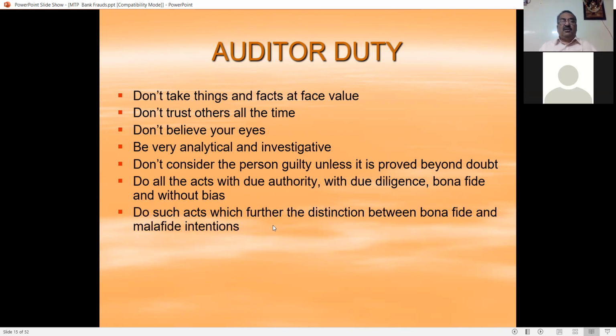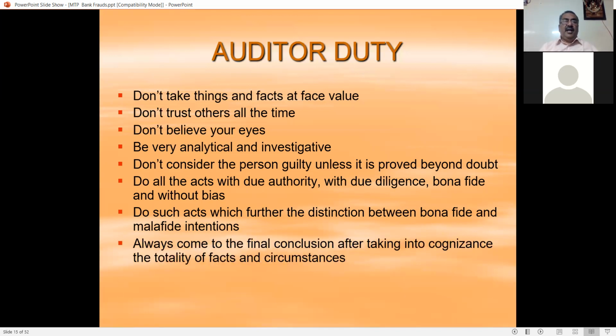Do such acts which further the distinction between bona fide and mala fide intention. Suppose it's bona fide, okay. And if it's a mala fide intention to do the fraud, you have to verify. Analyze, and always come to the final conclusion after taking into cognizance the total facts and circumstances. If based on only one situation, you are not supposed to take any decision. You have to consider all the things and then come to a conclusion.